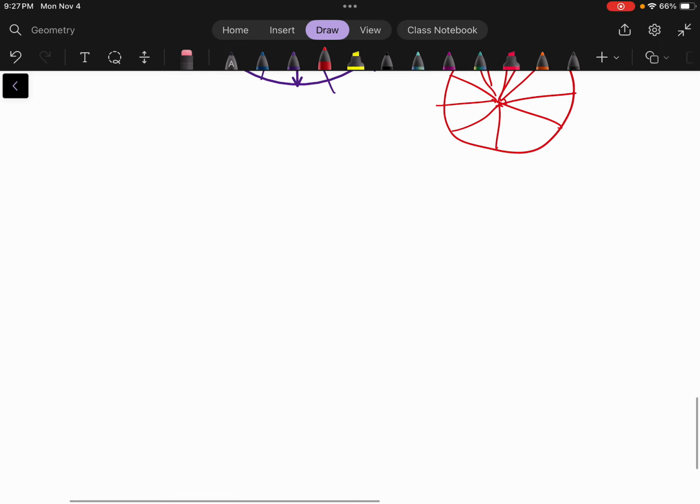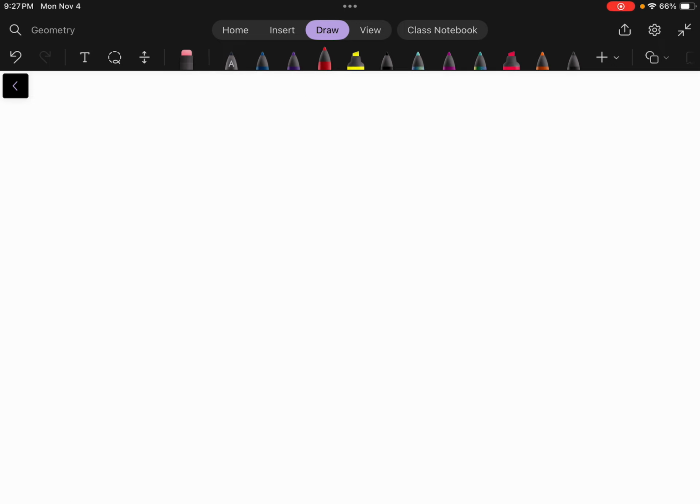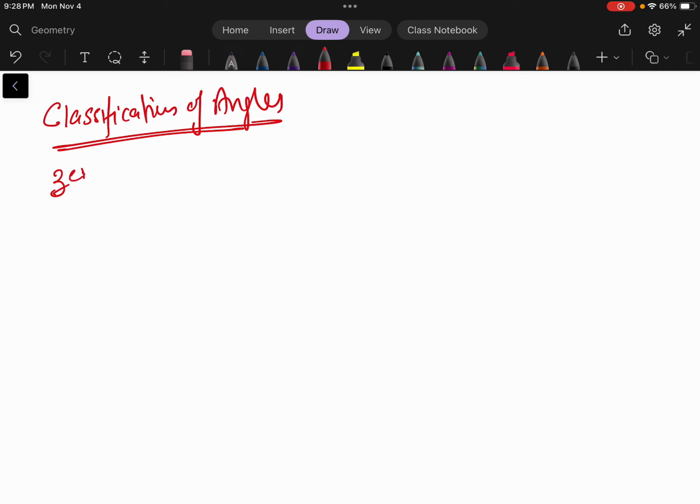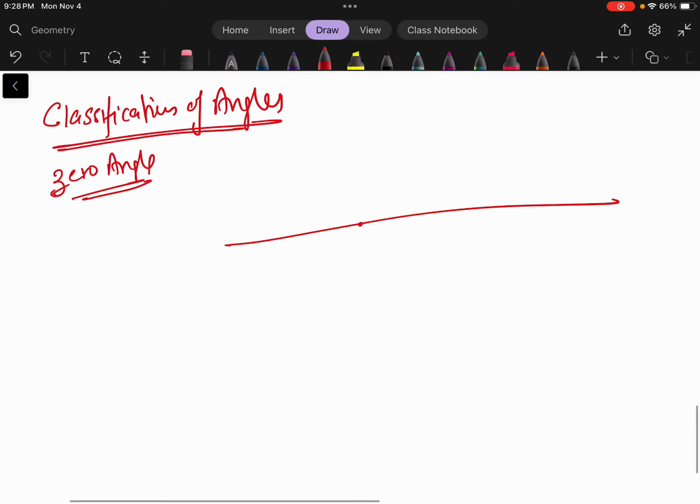Okay, now let's come to another point, the classification of angles. The first one is zero angle. What is zero angle? This is a line, and that is the point that we are denoting over here. This is zero angle. There is no angle over here. This is a straight line.